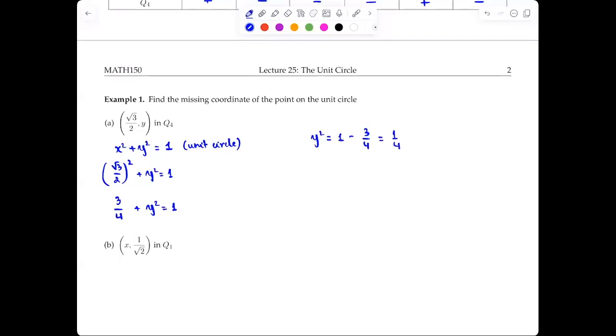Now you have y squared equal to 1/4. Then you take the square root on both sides of the equation. What do you get? Square root of 1 over 4. But you need both plus and minus in this case because you are solving the equation. So when you take the square root on both sides, you get plus and minus 1/2.